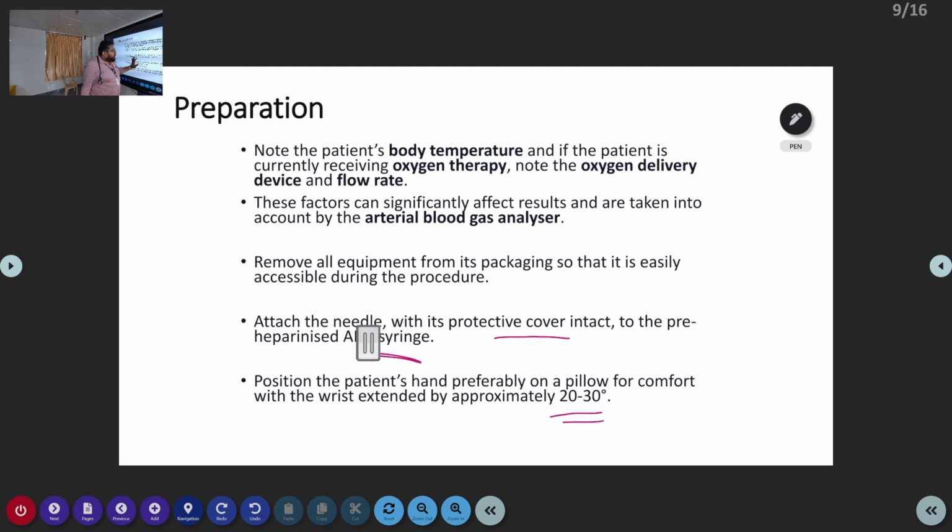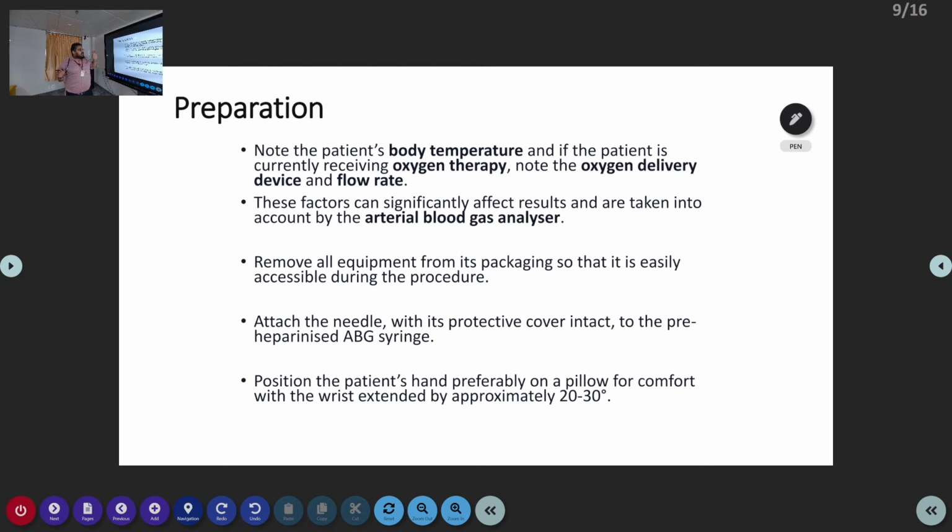Now coming to the preparation. You have collected all the equipment. You have to prepare what all things are needed. Note the patient's oxygen delivery, how much oxygen the patient is getting. Suppose he is already on 5 liters of oxygen, you have to calculate the FiO2. PO2 by FiO2 ratio: if the patient has ARDS, you want to know how much oxygen is going in and what is the PO2 that you are getting from the ABG. So you have to calculate the PF ratio. For that, you should know how much oxygen the patient is presently getting. That is very important.